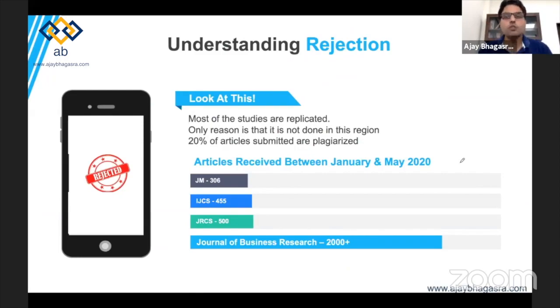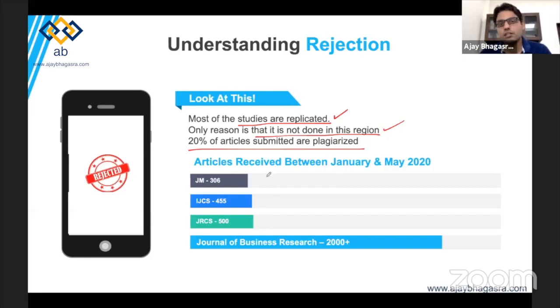Understanding rejections. Why are you getting rejected? Look at this. Most of the studies are replicated. I have already told you. The only reason is that it is not in your region. I spend time on this. 20% of our articles are plagiarized. You have a session on plagiarism. I think Dr. Ishwar would speak on that. He's an expert on that. I've attended one of his sessions last time also. So you must be very careful about plagiarism.